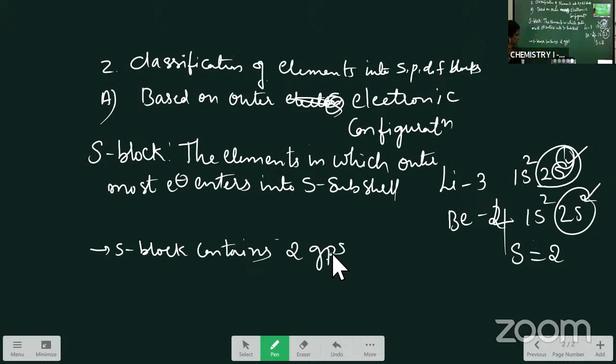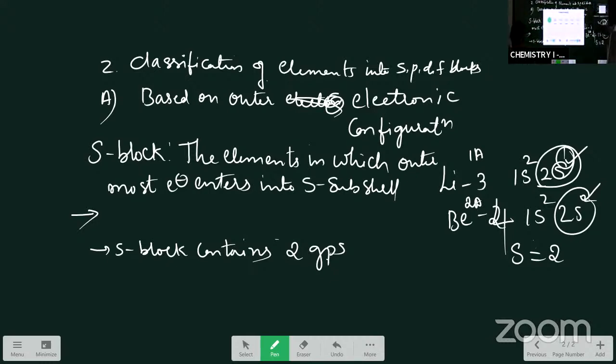Eraser nahi aa raha. Eraser nahi aa raha. Okay, now what is the outermost electronic configuration? When you take lithium, this is 1A group element. When you take beryllium, it is 2A group element. यहाँ पे erase करना है. How can I go to next page? Thank you.